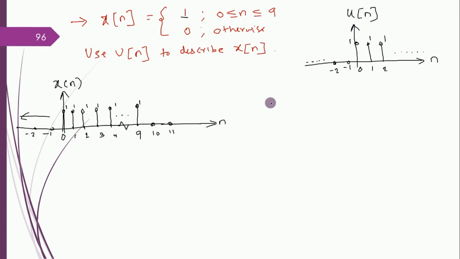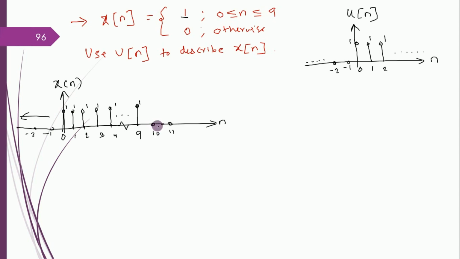u of n takes a step at 0. Now I need u of n till 9 only. After 9 I don't want it. Means at 10 I want it to get cancelled. So at 10 I want one more signal which is taking a step. Which signal takes a step at n equal to 10?